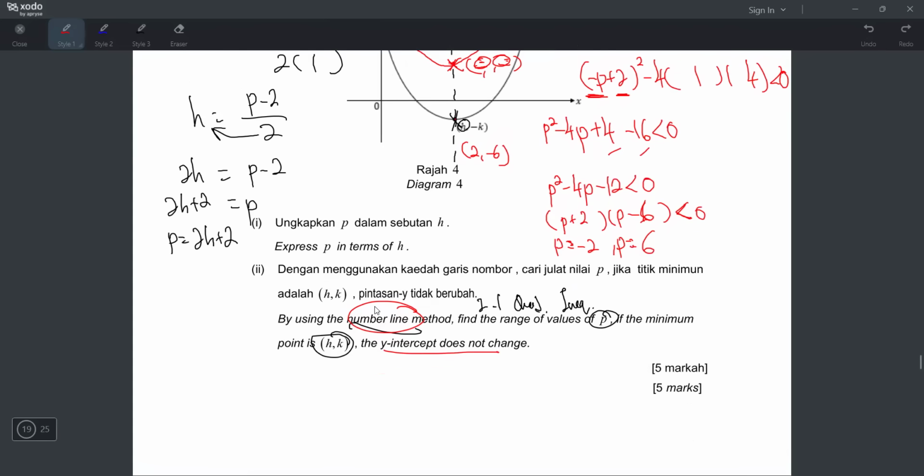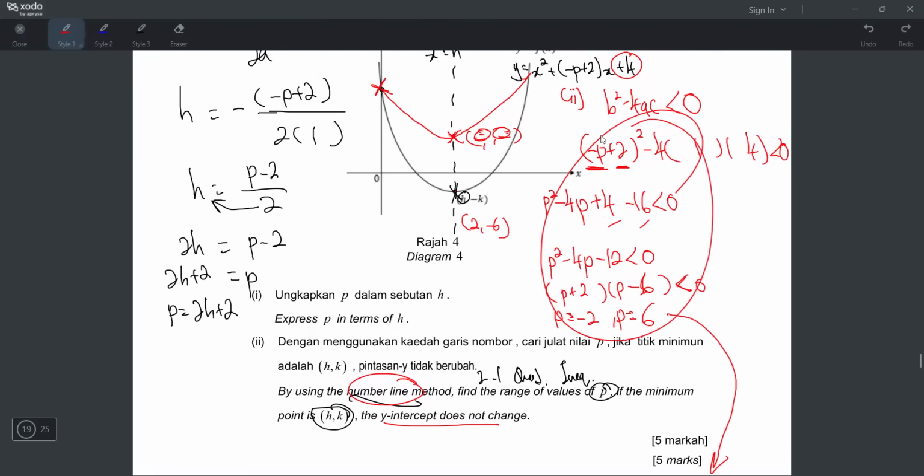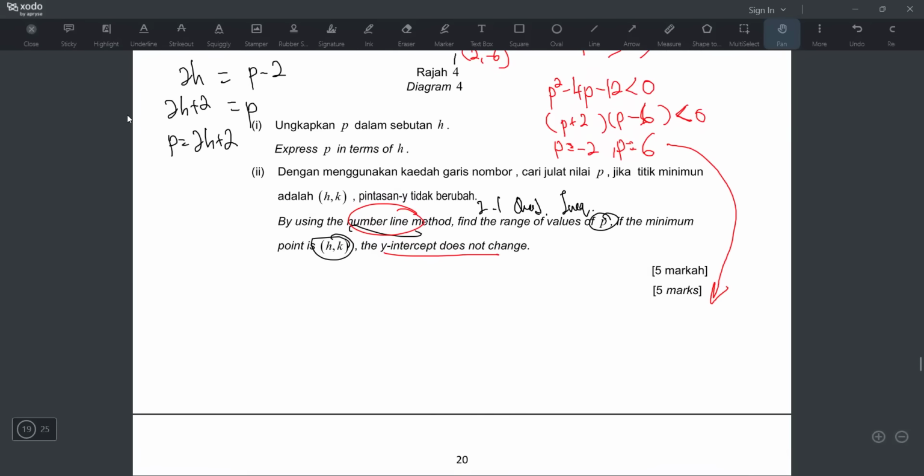But this one, they already said use number line. So later I'll do number line. Okay, so I'll continue here. And then later I'll do number line. Okay, but even if you use the other two method also, you have to do this first. Ya, you kena buat sampai sini dulu, baru boleh guna one of the three cara.